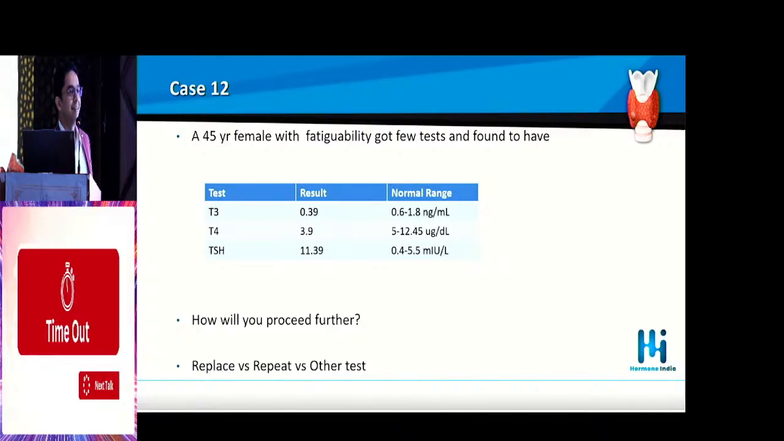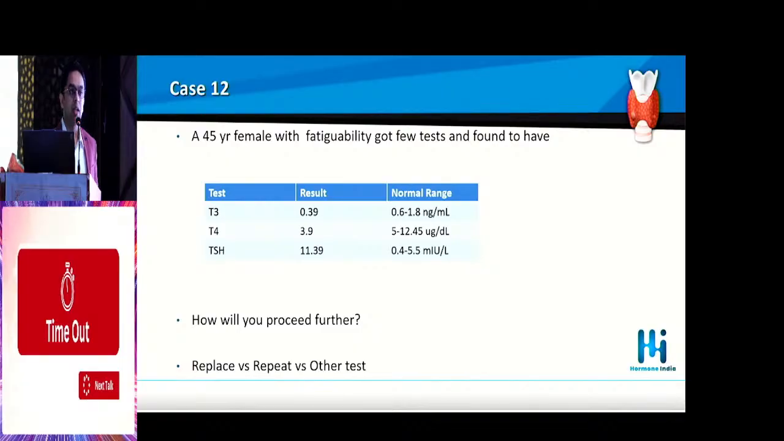Fatigability. Okay, let us say this is not TBG deficiency, FT4 also we got it done, that is also on the lower end. Because of fatigability we got the test.